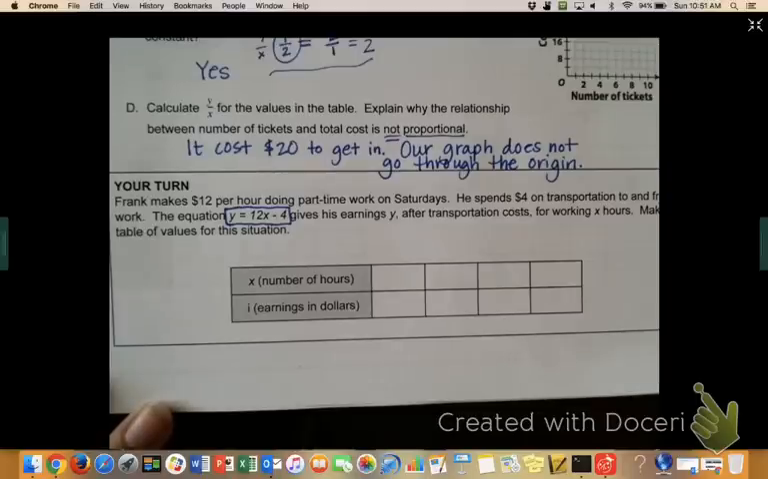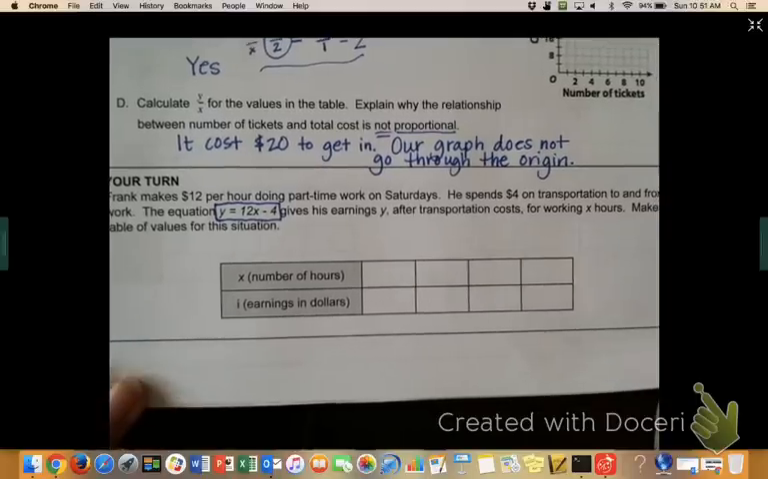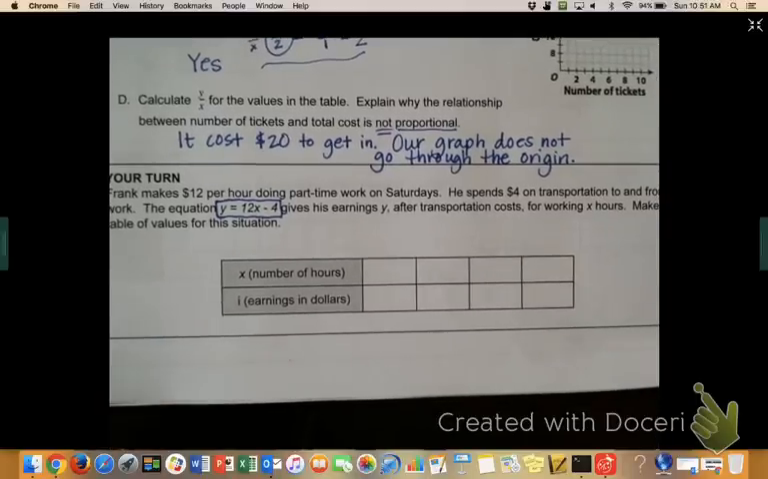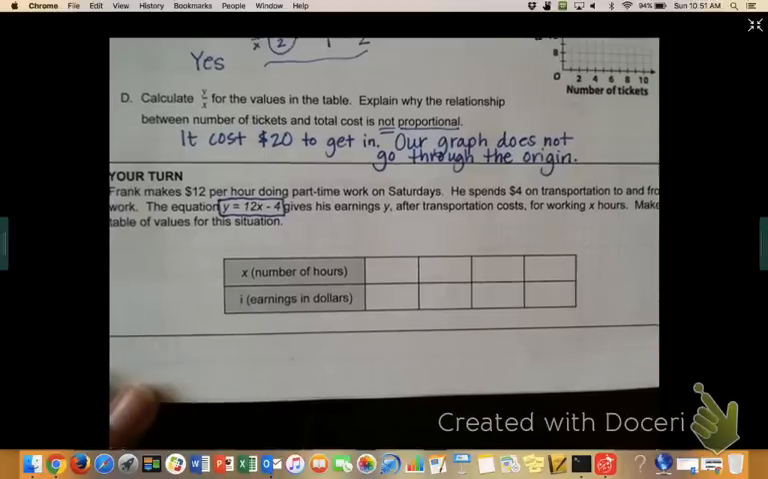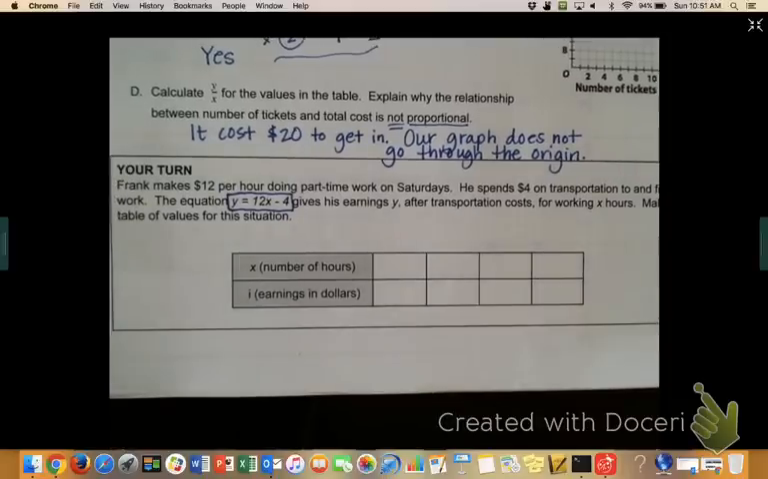Let's make a table for the values in this situation. If you can go ahead and do it on your own, push pause now and try it, and turn it back on when you're ready to check.